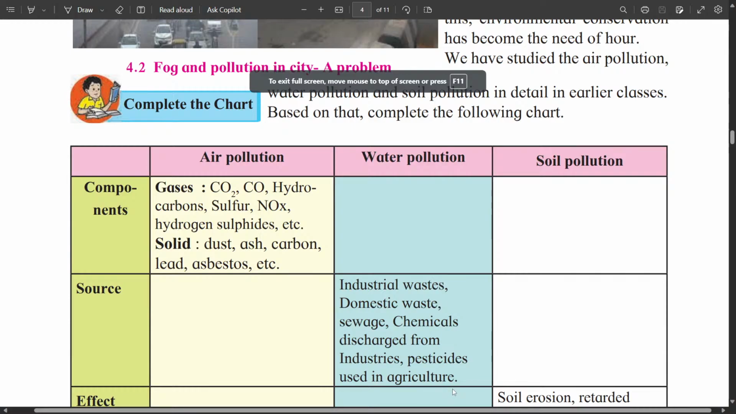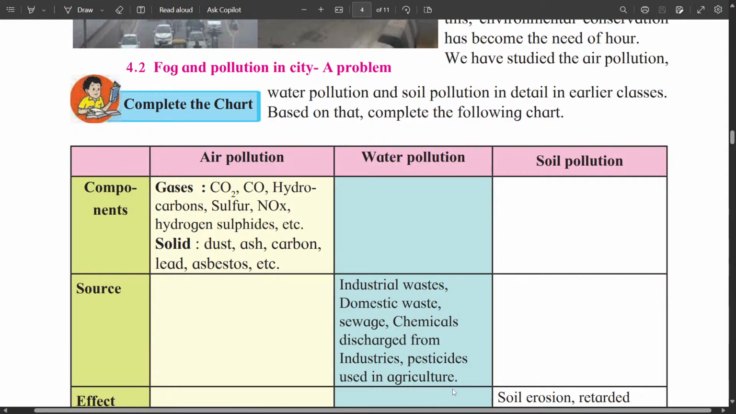Different types of pollution are present in the ecosystem. Let us discuss three main types of pollution, and they are air pollution, water pollution and soil pollution. First we will see the components of air pollution.